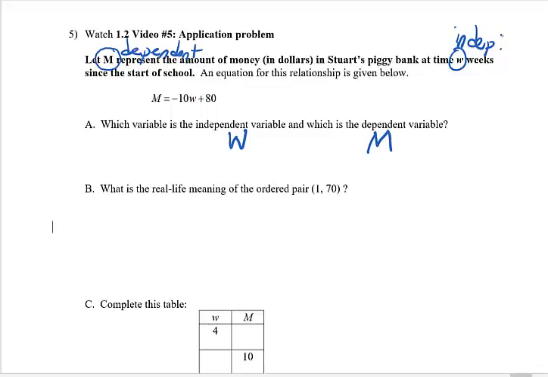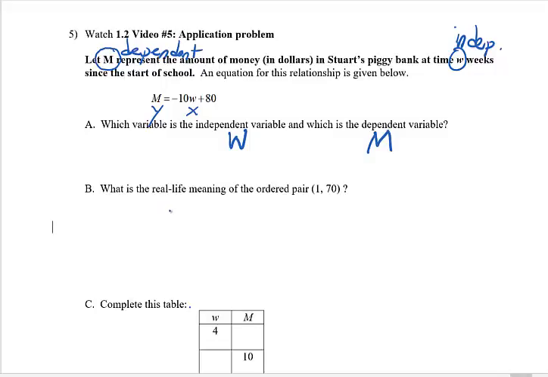A third way to tell is look at the equation. Notice that it fits the y equals mx plus b pattern. It's just that instead of having y, I have m, and instead of having x, I have w. Well, the independent variable is always the x, which means w is independent. The dependent variable is always the y, which means m is dependent.